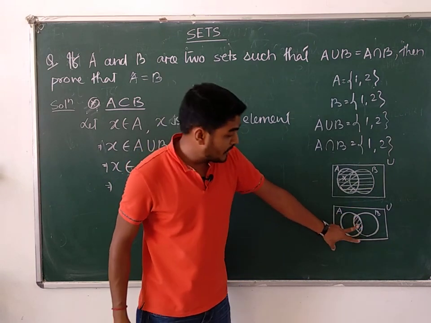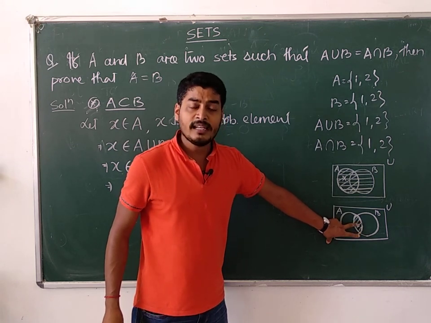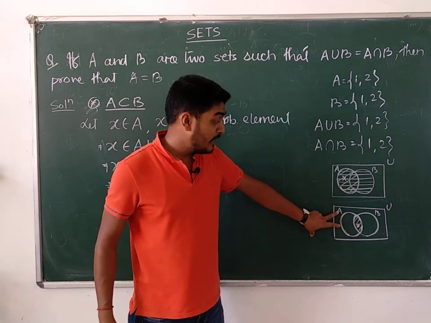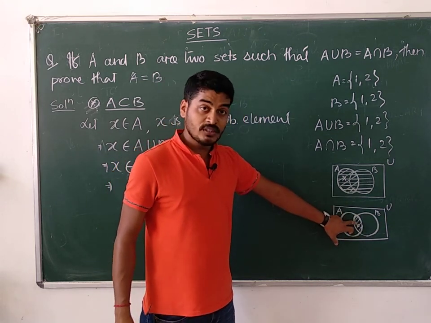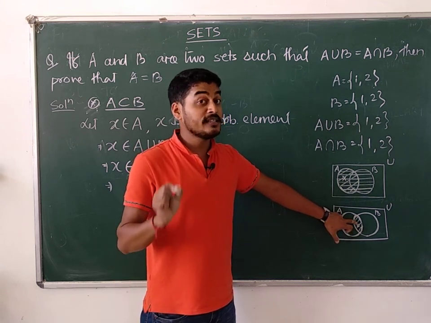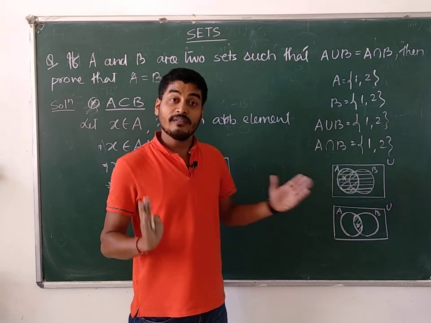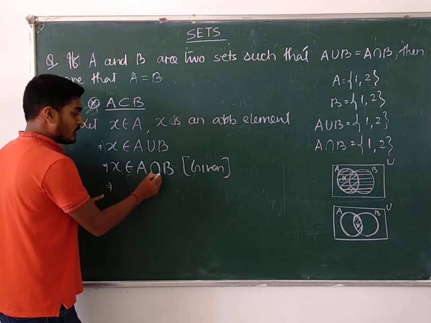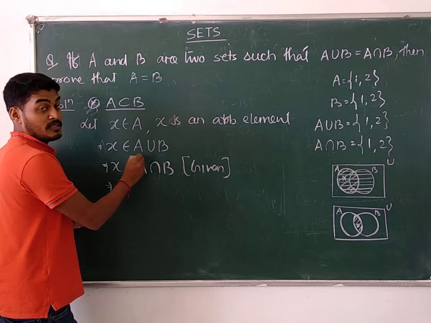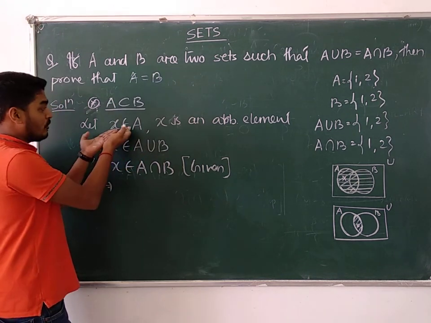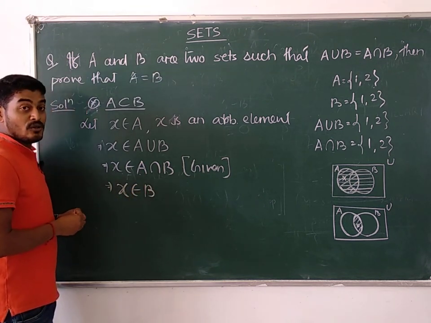So whenever we consider an element from this portion, that element belongs to A, as well as that element also belongs to the set B. As this one is a common portion, if we consider an arbitrary element, that element belongs to set A as well as to set B. This element must belong to the set A as well as to the set B. A and B both. A I have already said. So that's why, without any doubt, we can easily write X belongs to set B.